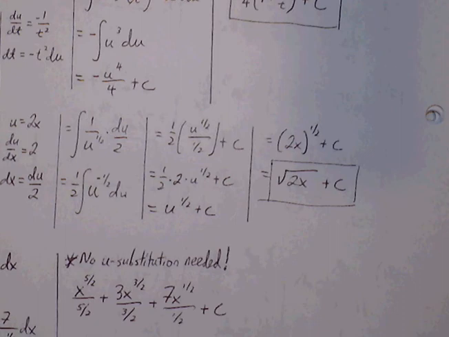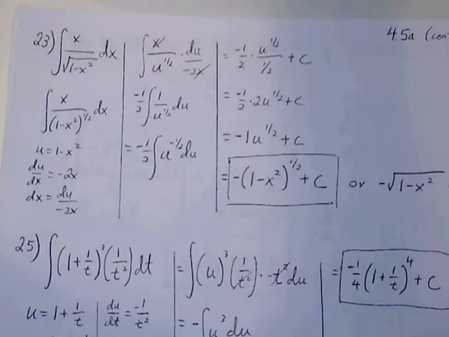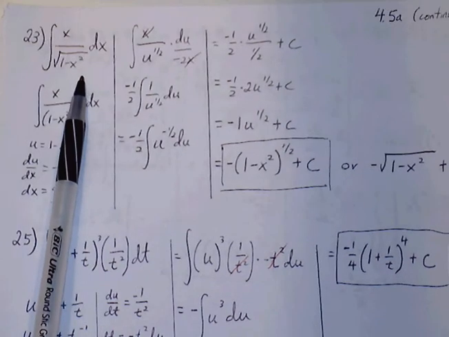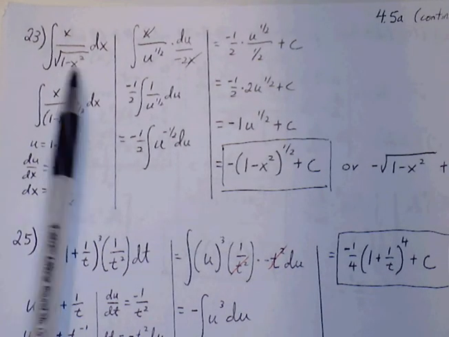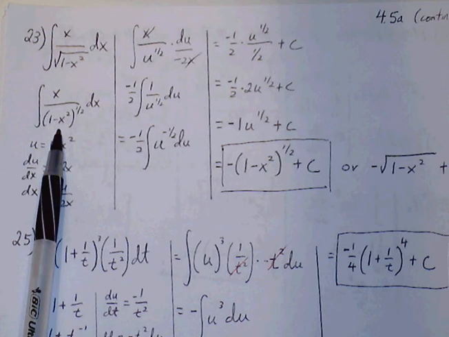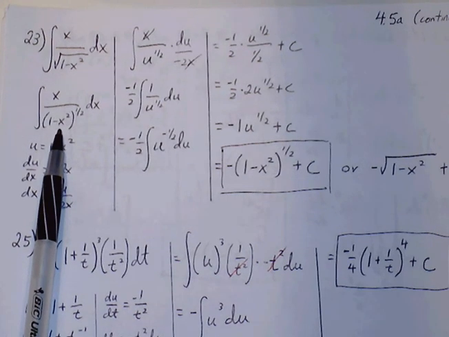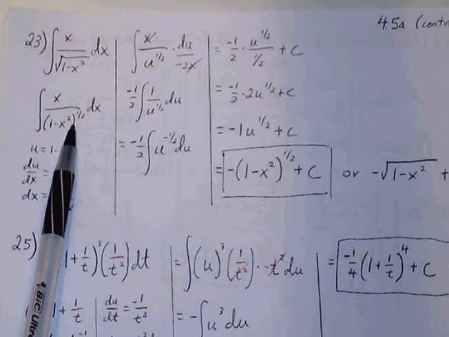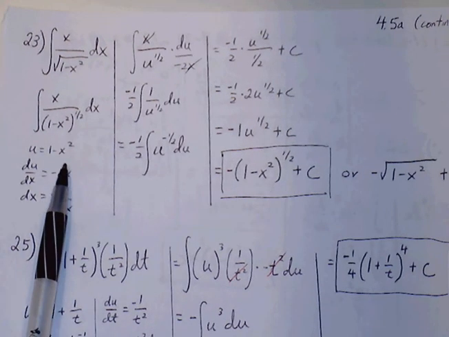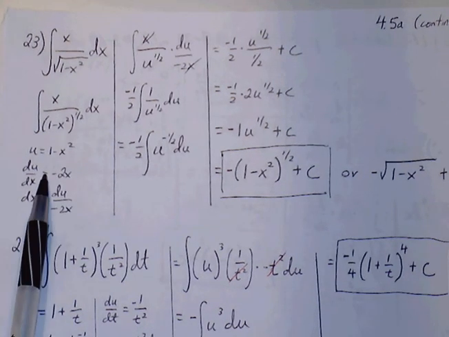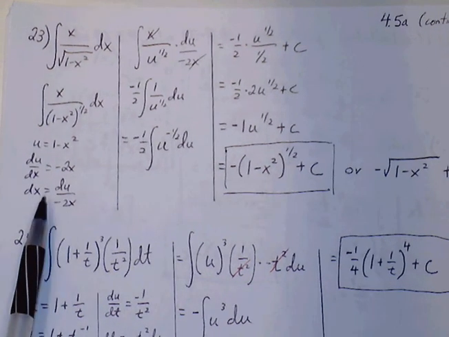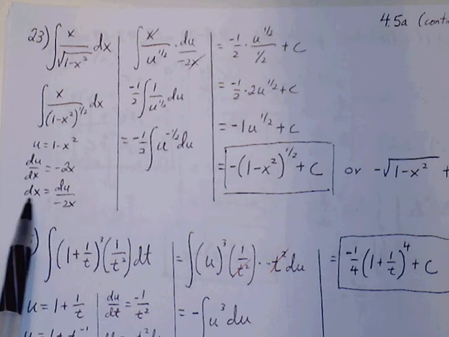Alright, let's look at 23. Again, rewrite our problem in terms of u, using parentheses. So the denominator, the radical, changes to 1 minus x squared raised to the 1/2. Solve for u: u is 1 minus x squared. du over dx is -2x. Cross multiply, solve for dx. dx is du over -2x.